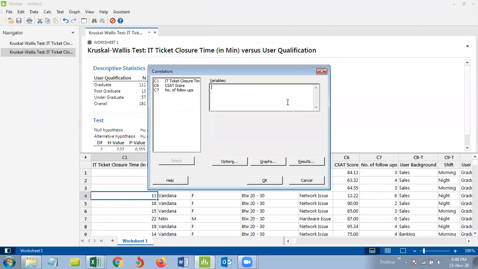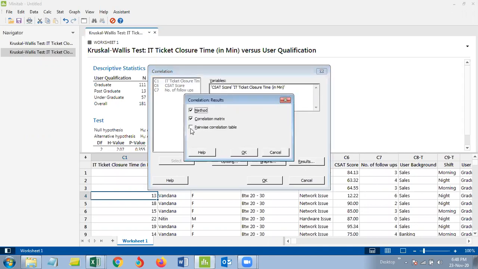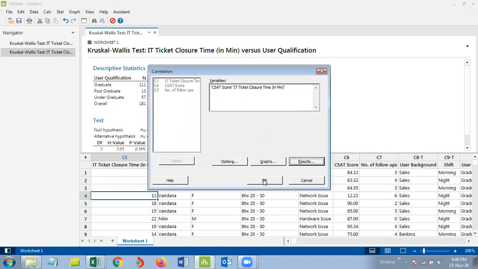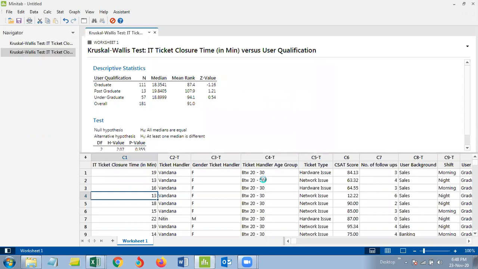Here in correlation, we don't get two separate boxes. We get a single box. But always remember that the right practice is to put the X first and then the Y. So my X is customer satisfaction score. I want to check whether customer satisfaction score is impacting your ticket closure time. So X first, Y second. Then you click on results, and here you check this pairwise correlation table. Once you check this box, click OK, and then click OK. You are done with this.